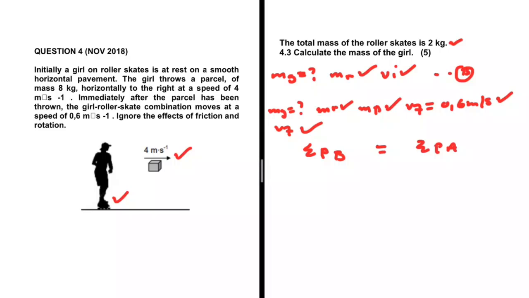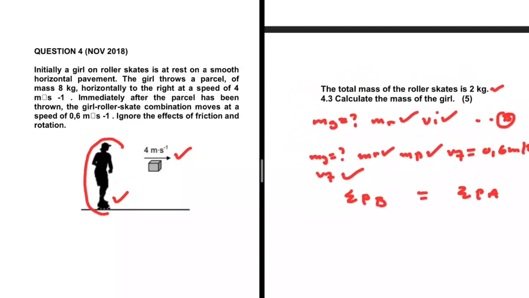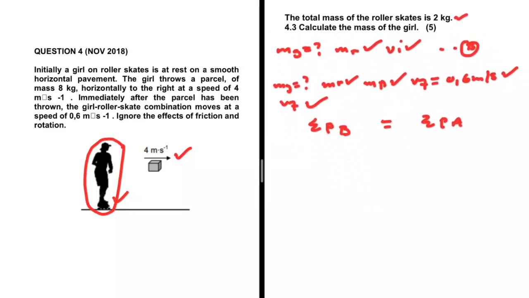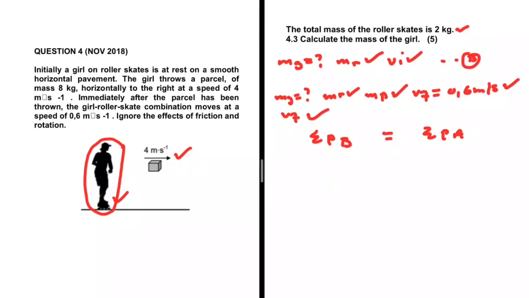So let's take a look at the girl and the roller skate first. Well, the girl and the roller skate, they are one body. We can refer to them as one body, right? I'm saying that because the girl is on roller skates. If the girl is moving with a velocity of 20 meters per second, the roller skates are going to be moving with a velocity of 20 meters per second.